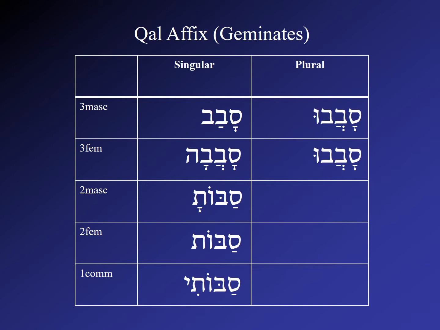When we move to the plural, we get savavu in both the masculine and feminine third plural. Then sabotem, saboten, sabonu. So this is fairly straightforward in terms of recognizing the geminate affix forms.